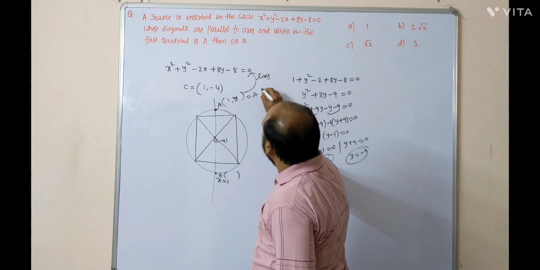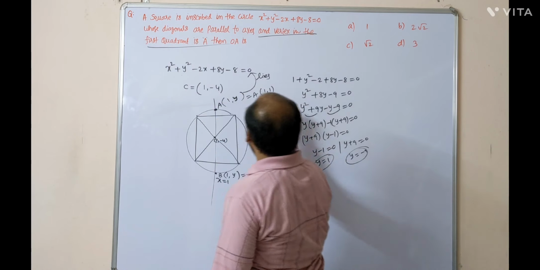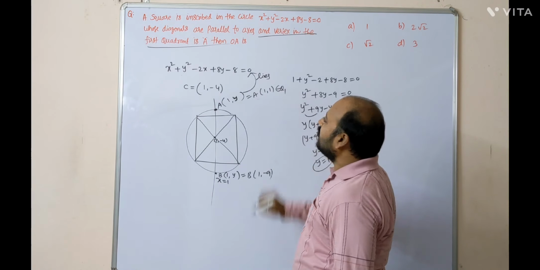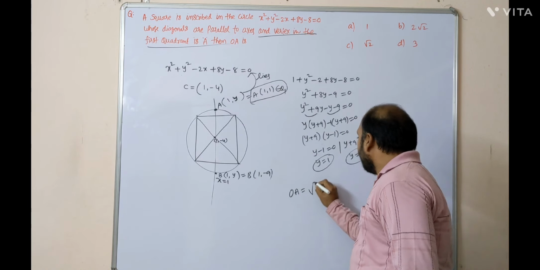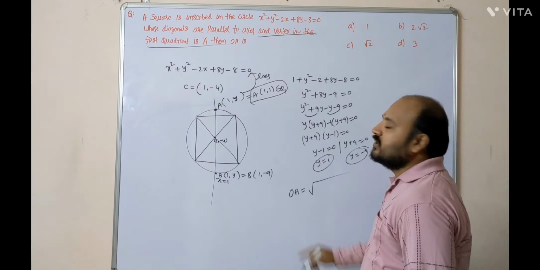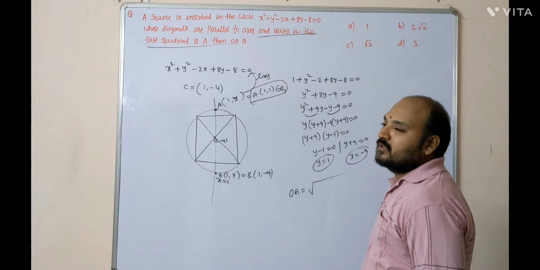B is x comma y, so B value is 1 comma minus 9. But they mentioned the vertex which is in the first quadrant. So 1 comma 1 belongs to Q1 only. So we got the A value. So OA is equal to the distance between this point and the origin. O means origin, and A is 1 comma 1. Distance between them: 1 minus 0 whole square plus 1 minus 0 whole square. So root over 1 plus 1, which is equal to root 2. So the answer is root 2.